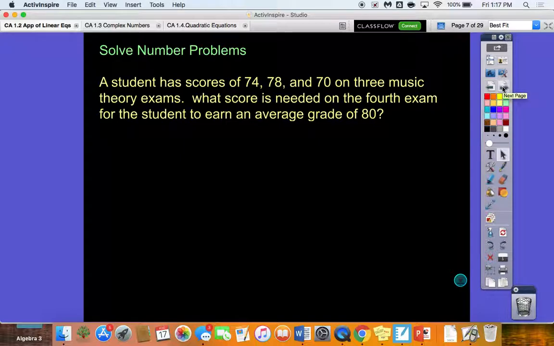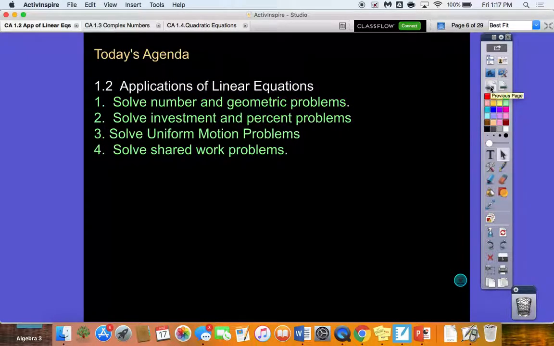On section 1.2, that was the word problems. So we had several different kinds. If you go back, we're going to do the number ones. Those are the ones that dealt with averages. And then we had the geometric problems. Investment were the ones that were mainly dealing with I equals PRT. And uniform motion, that was the D equals RT with the chart, and shared work.